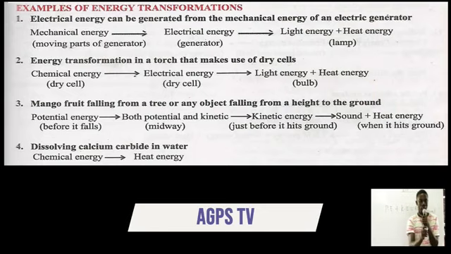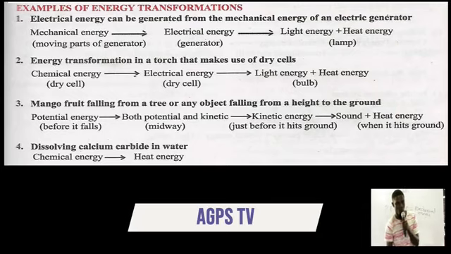Then the mechanical energy will be converted to electrical energy. And after that, it will also be converted to light energy plus heat energy. So always, light energy goes with heat energy, and sound energy also goes with heat energy. I want you to take note of that, because the bulb or the lamp will become hot. As soon as the light is on, very soon, it will be hot. So light plus heat energy. Here, you don't write any arrow. You just write the addition sign, and then write your heat energy over there.